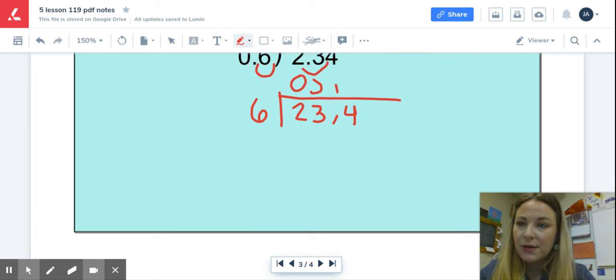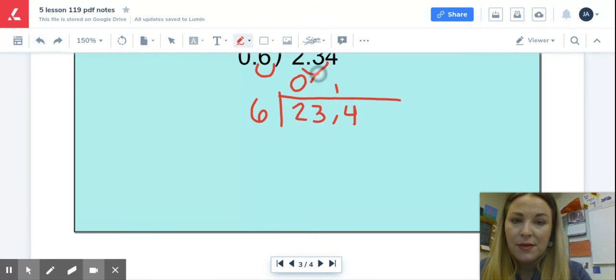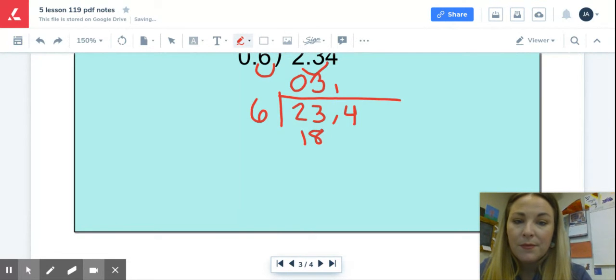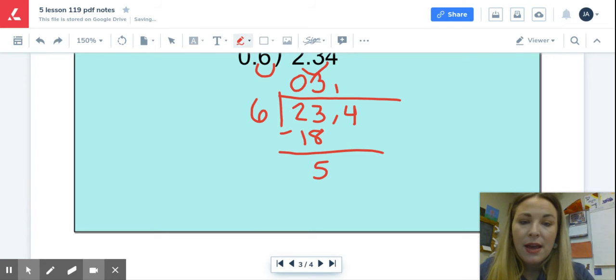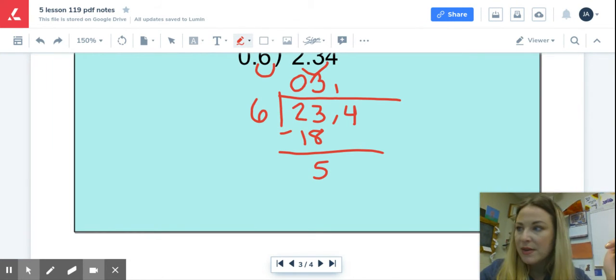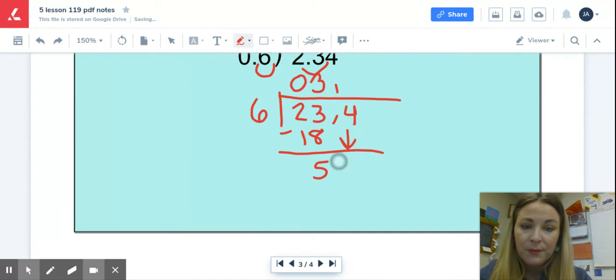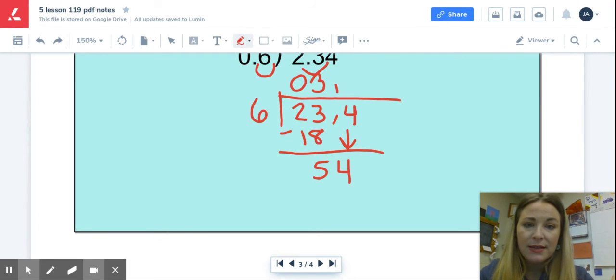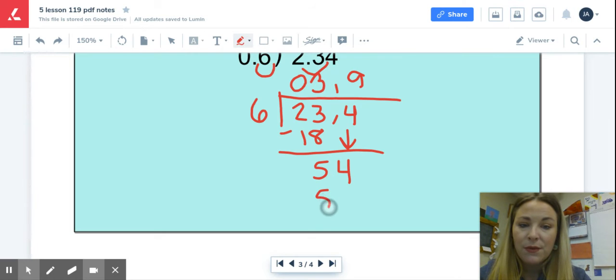I don't know if that turned out. It didn't. Let's try again. There we go. 6 times 3 is 18. 23 minus 18 is 5. And even though I have a decimal there, I'm ignoring it. I've already brought it up into my answer, and I'm just looking ahead at the 4 now. I have another space to fill here. I need to bring my 4 down. Can 6 go into 54? Yes. 9 times. 9 times 6 is 54.